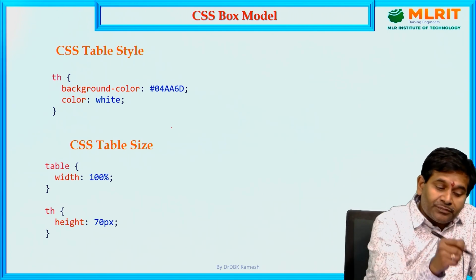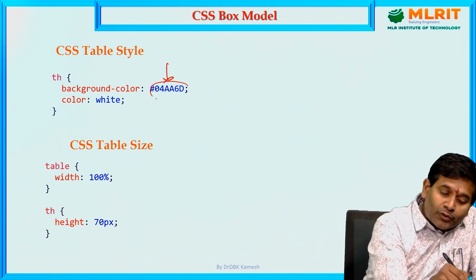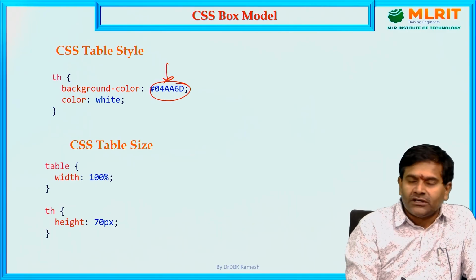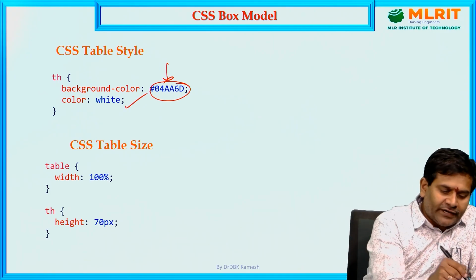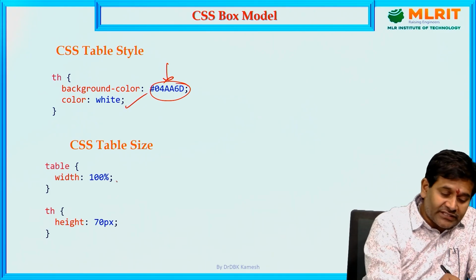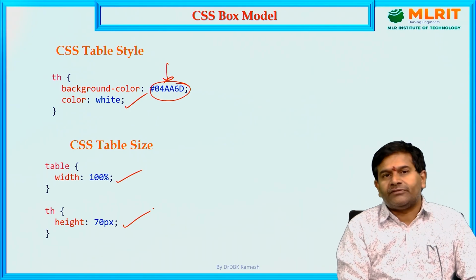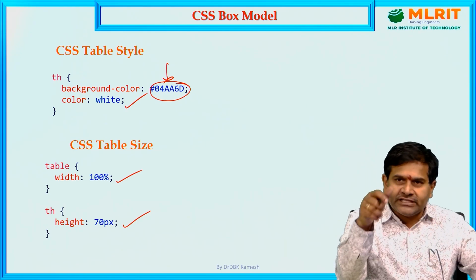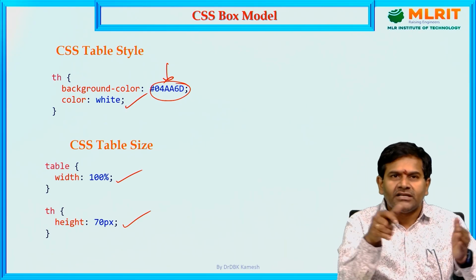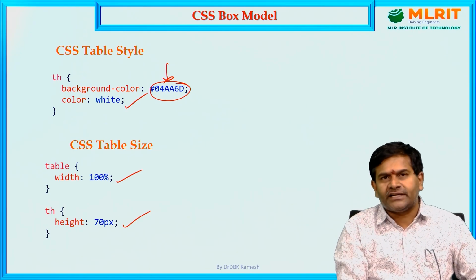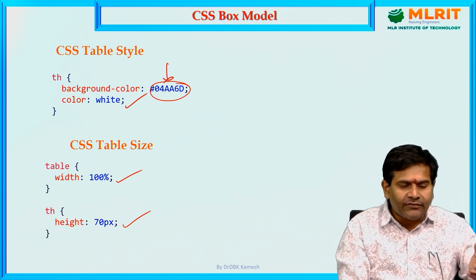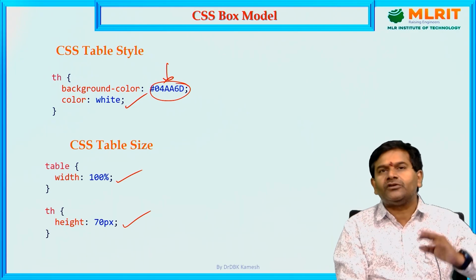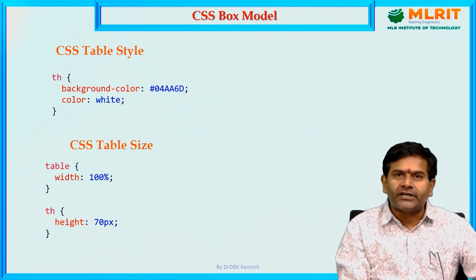In the background, previously we gave some colors, but color codes also we have. So hash followed by 6 characters, a combination of letters and numerals. Then the color white. Then see table size. In this, width is equal to 100%, height is equal to 70 pixels. These we have given in a particular box model. So we can set borders, margins, height, width, colors, whatever the style sheets in the particular web page, that we need to incorporate like this. So this is very important for tables.